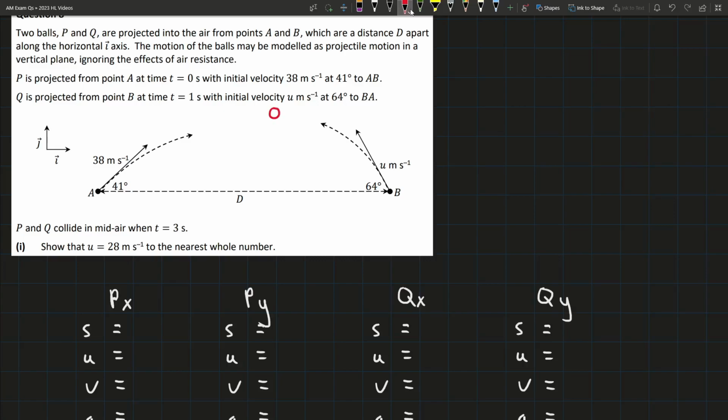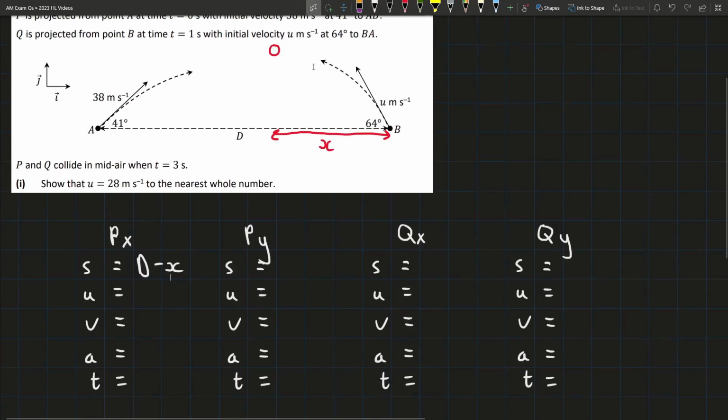The way we're going to do this is we'll label this distance x. When P is going over to the right, it's going to go as far as d minus x. It's d without that x, so it's going to be d minus x. The initial velocity is 38 and the angle is 41, so it's going to be 38 cos 41. The final velocity we're not going to worry about, because in the horizontal there's no acceleration, so a is 0, and we don't actually need to worry about v.